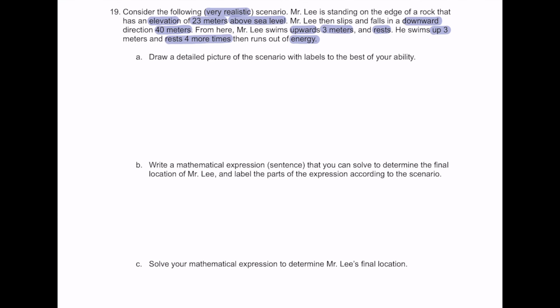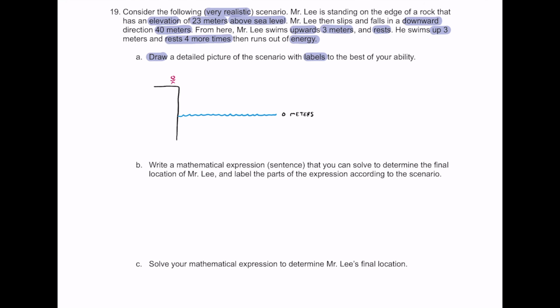So the question is what does the scenario kind of look like first? So for part A, we're going to go ahead and draw a detailed picture and then label to the best of your ability here. All right, so not the best artist here, so let's maybe just draw a cliff or a rock of some sort here, and maybe we have the surface of the water looking something like this. Mr. Lee can be standing somewhere up here to begin with, and we can call this sea level. This is going to be 0 meters.